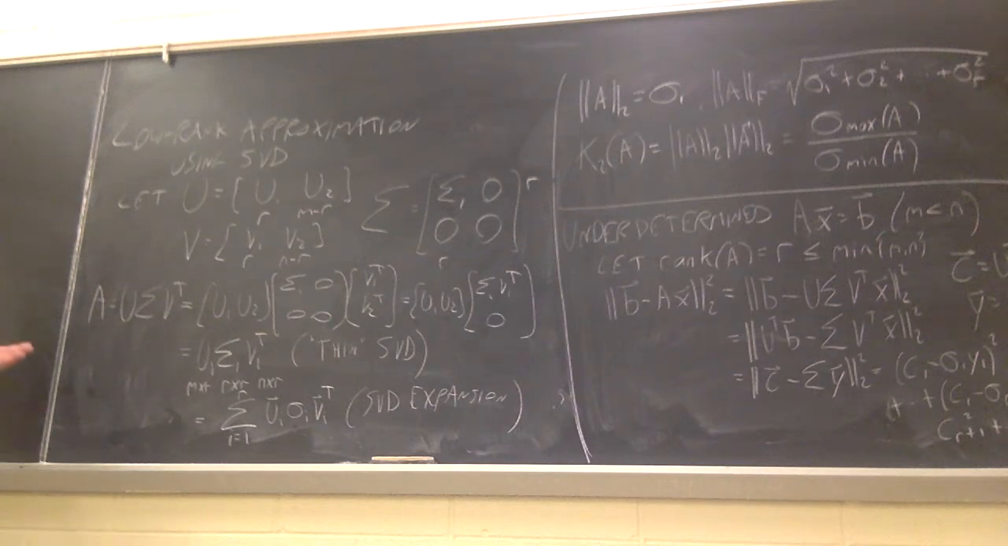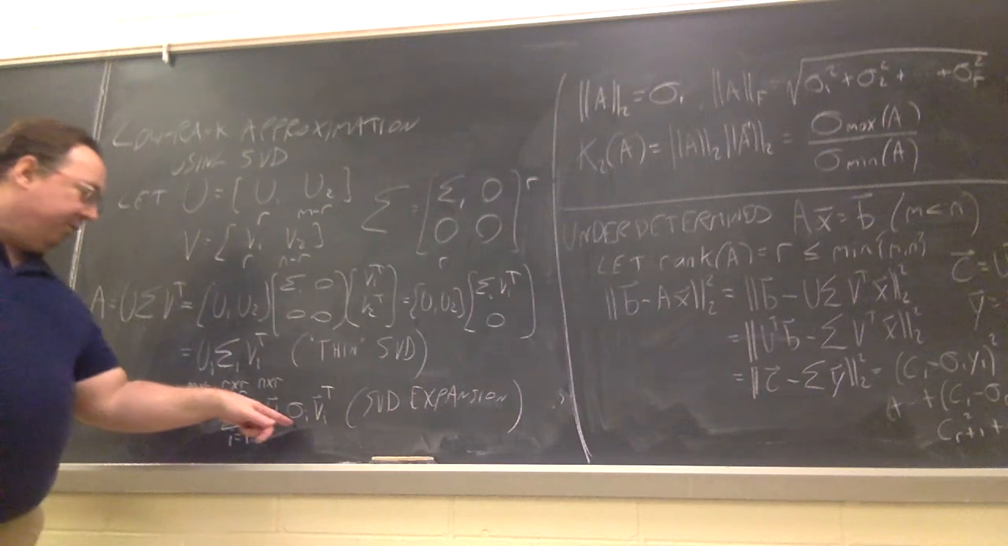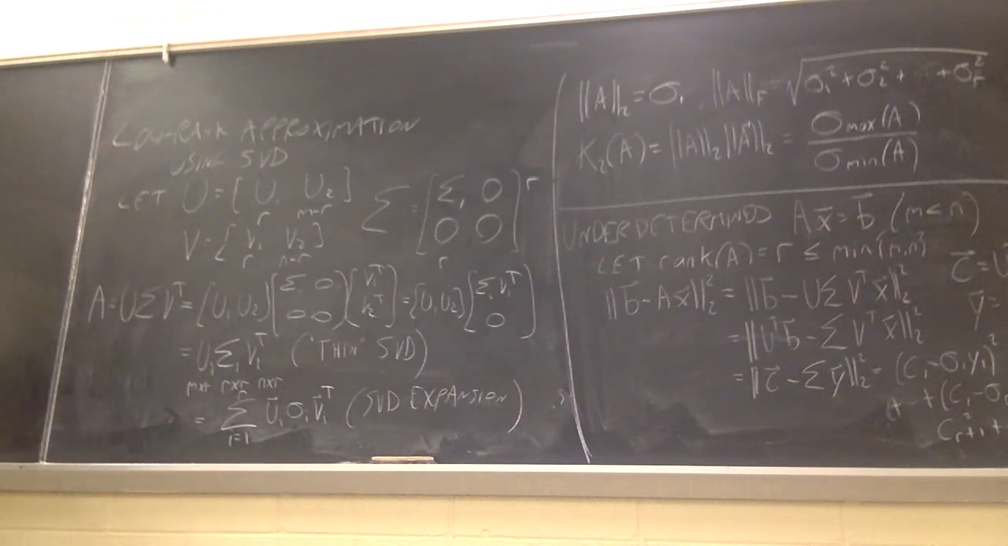So if the rank of A is r, I can express A as r terms consisting of the first r left and right singular vectors of A and the first r singular values, which are the only ones that are non-zero. I wouldn't include more terms, since those terms are zero, so why include them?